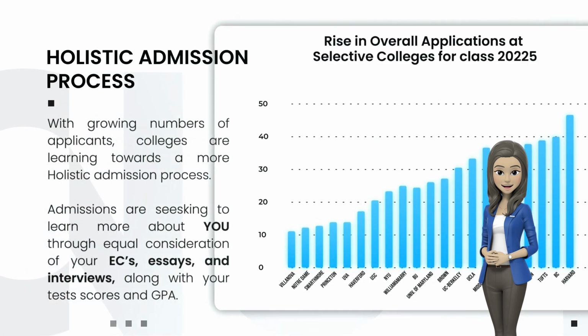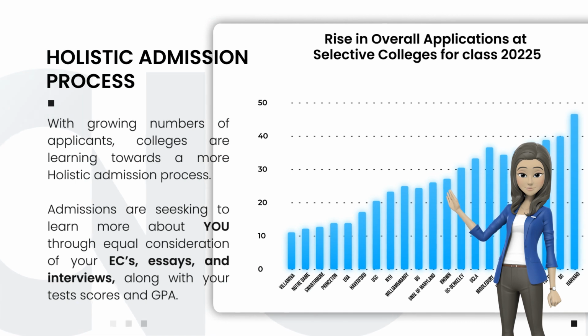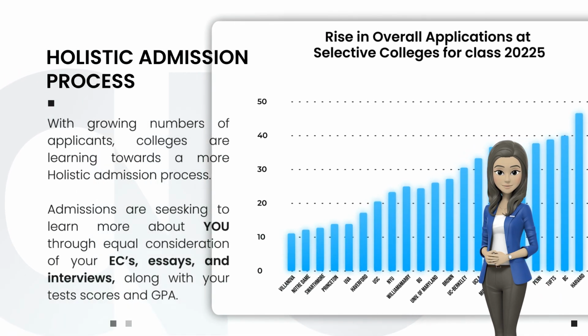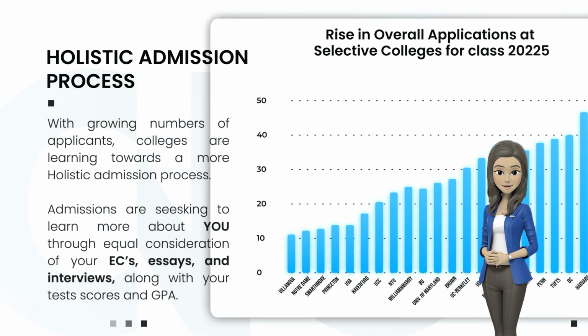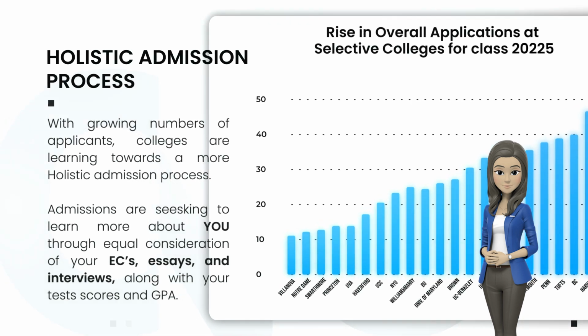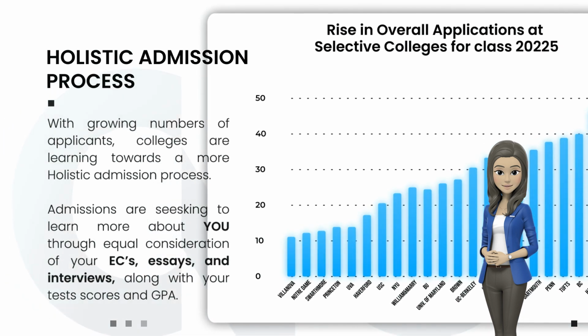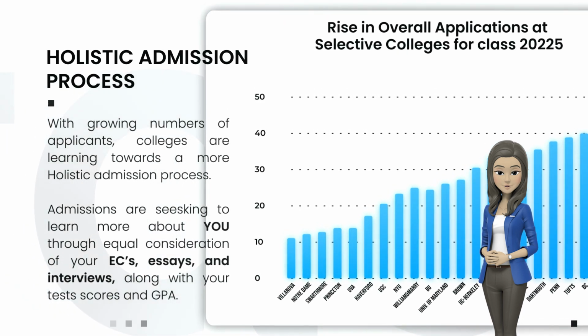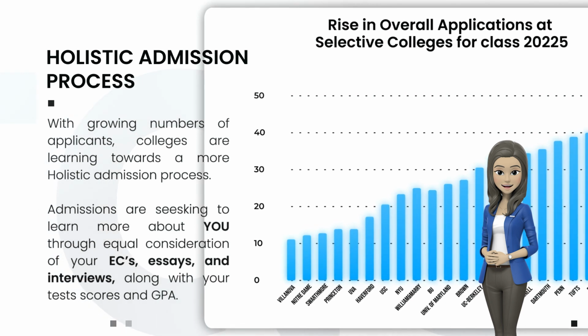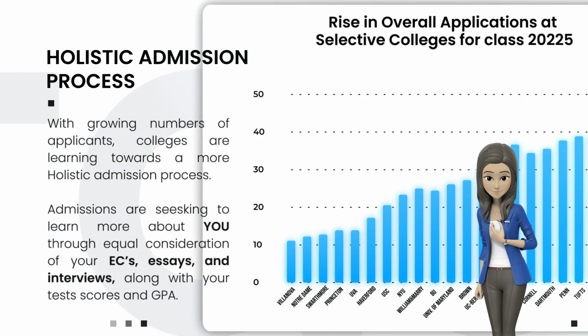This is largely because there is a huge rise in overall applications at selective colleges, as you can see in this diagram below. Because of this, it is very hard for you to stand out simply through statistics, and you need to take into consideration other factors within the application process.